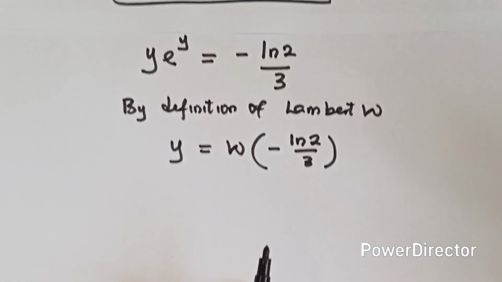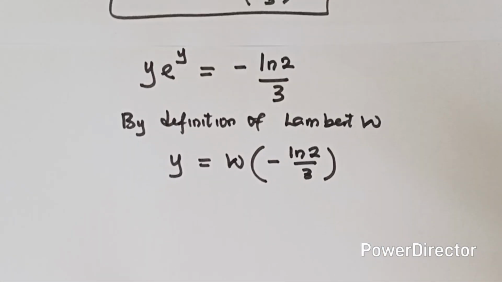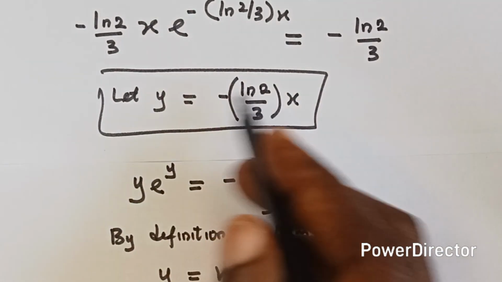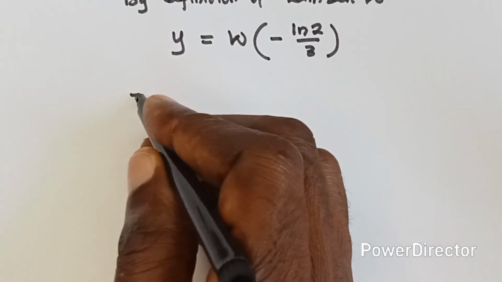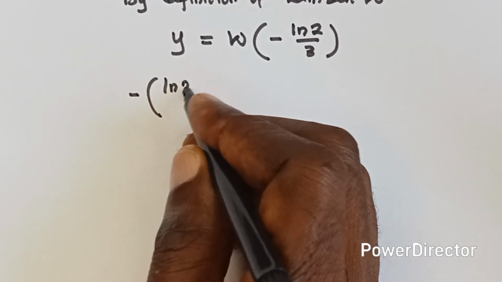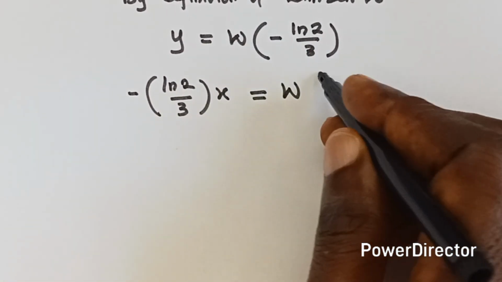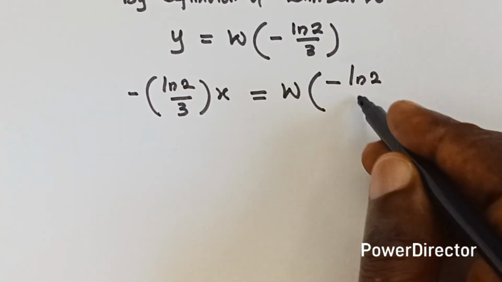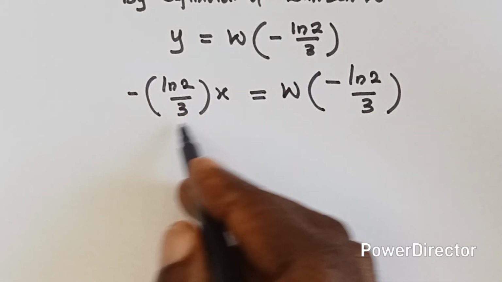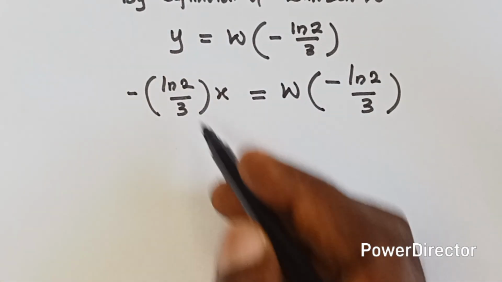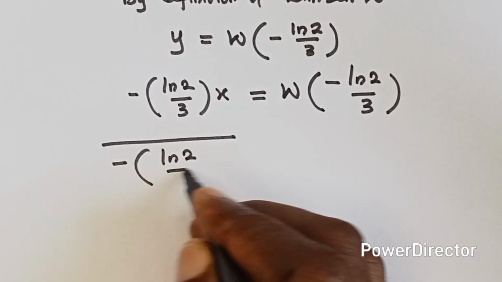All right, so we can now undo the substitution. We can bring back what our y is. Remember that I said let our y equals to this. So by the time we bring it back, this y is minus ln 2 over 3x, then equals to this, equals to W of minus ln 2 over 3. This becomes this. So for us to find x, we have to divide both sides by this. So we are dividing both sides by minus ln 2 over 3.